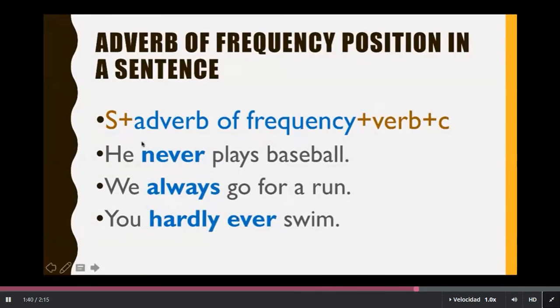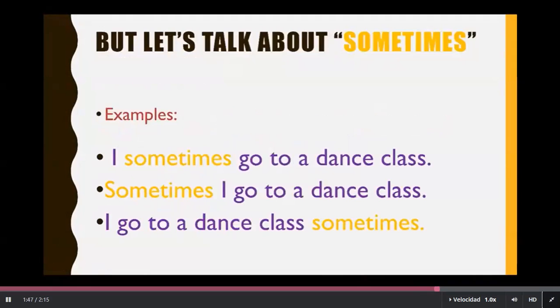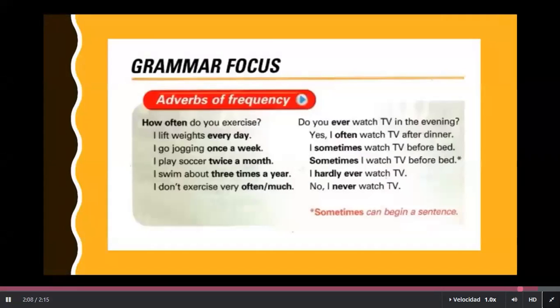Notice the position of the adverbs. Never, always, hardly ever. But let's talk about sometimes. Sometimes is a special case. It can go in the same position as the rest, or it can go at the beginning or at the end of a sentence. For example, I sometimes go to a dance class. Sometimes I go to a dance class. I go to a dance class sometimes. How about you? How often do you exercise? How often do you do any sports activity?